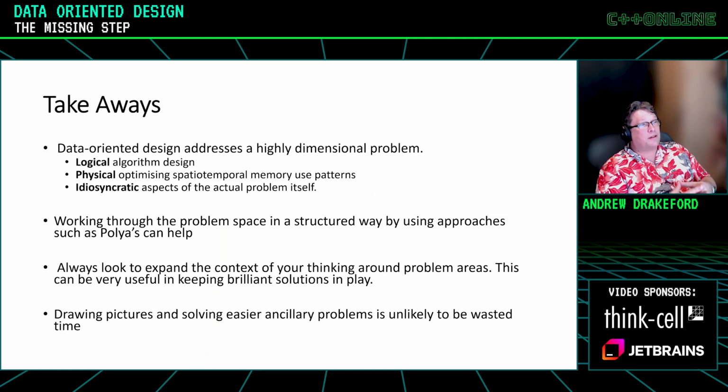So the key takeaways I'm hoping that people have got is that data-oriented design addresses a very, very highly dimensional problem. It's not just the algorithm, it's not just the physical, there are also idiosyncratic aspects that if we keep our eyes and ears open, we might be able to find and really get some leverage. Working through the problem space in a structured way by using approaches such as Polya's can give us a lot of help, particularly when we're stuck and we don't know what to do. There are lots of good ideas there.